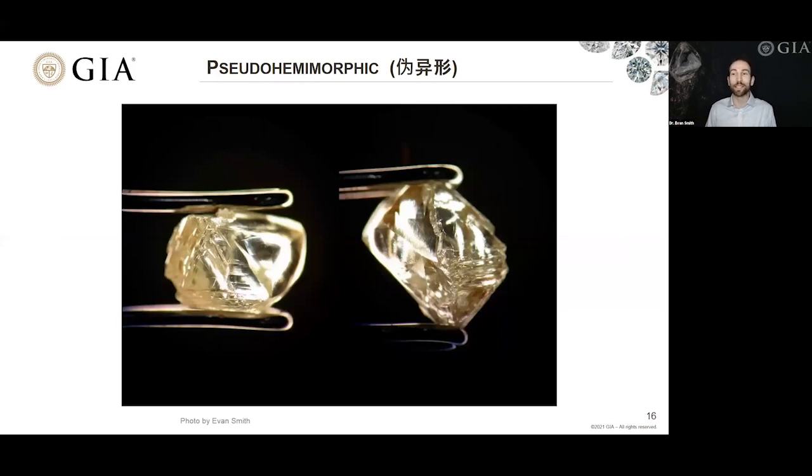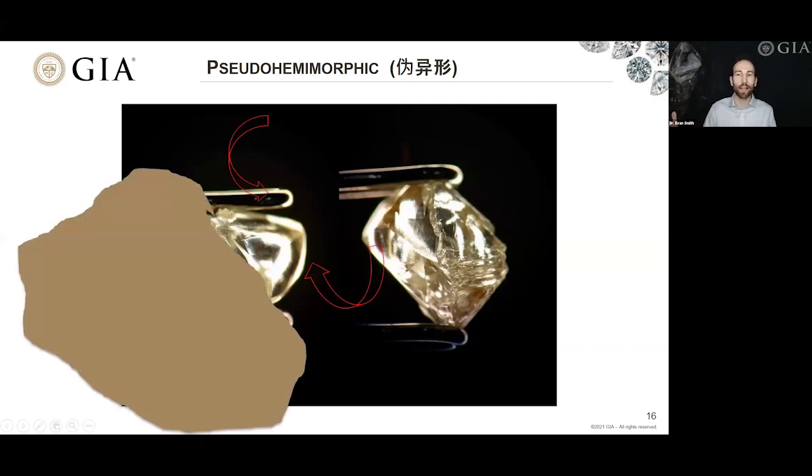Occasionally, we see diamonds that are half octahedron and half rounded dodecahedron. These are called pseudo-hemimorphic, and most likely half of this crystal was embedded in a piece of rock, while the other half was exposed to hot fluids and was resorbed.